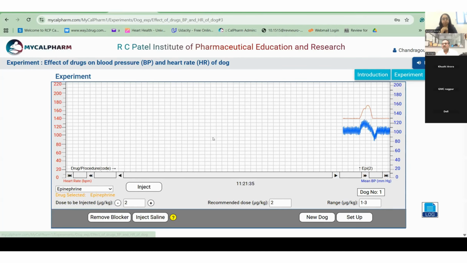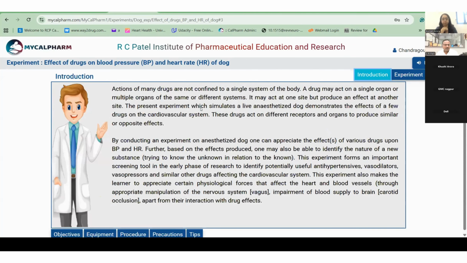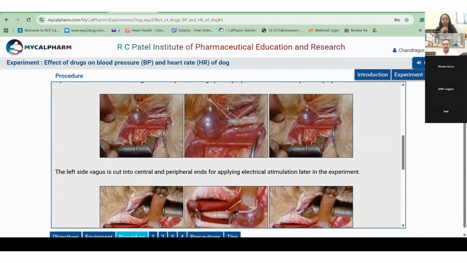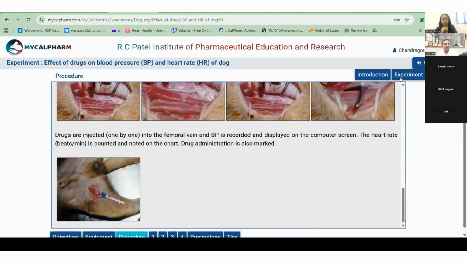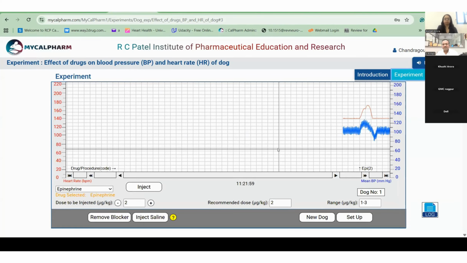Then, if you see the introductory part, in this particular procedure it has been shown how we are isolating the vagus nerve, and how electrically we are stimulating that nerve. These kinds of details have been demonstrated to students, and then through the femoral vein we have to keep on injecting the drug to the animal and record the effects on the kymograph. That was the conventional way. Now we are using a polygraph or a digital data acquisition system to record these effects.